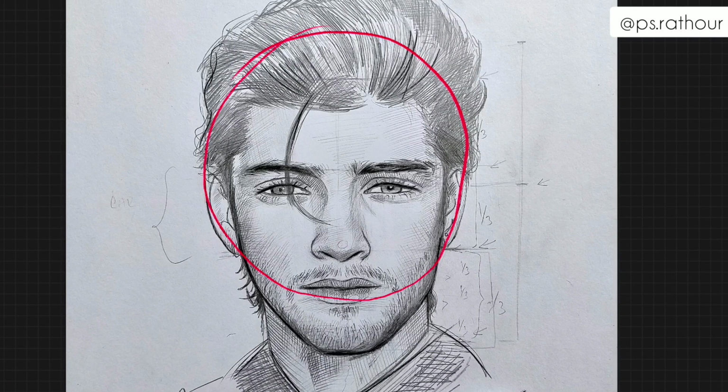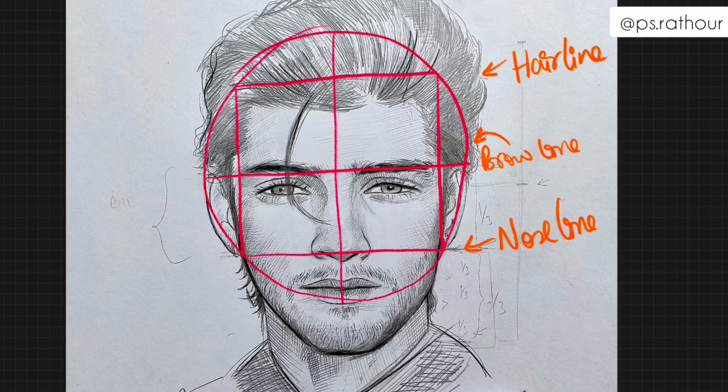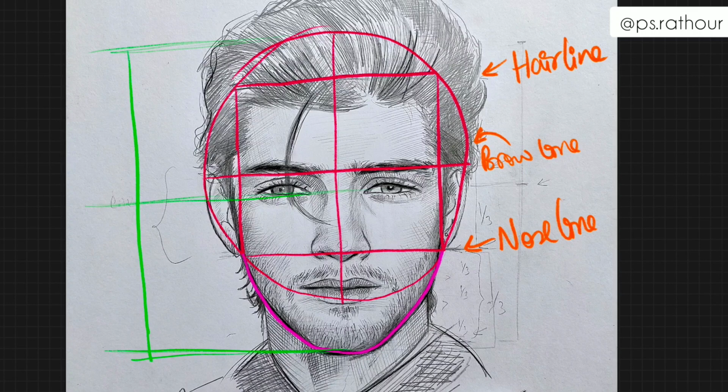First of all, draw a circle and draw two lines intersecting at the center of the circle. Draw a square within the circle. The top line of the square will be the bottom hairline, the middle one the brow line, and the bottom one will be the nose line. Now we will measure the distance from the center line to the bottom line. From the bottom line of the square, use this measurement to mark the location of the bottom chin. Then draw the edges of the chin from each side of the square so that they connect at your marked location. Further, to locate the eyes, we divide the head into two parts.